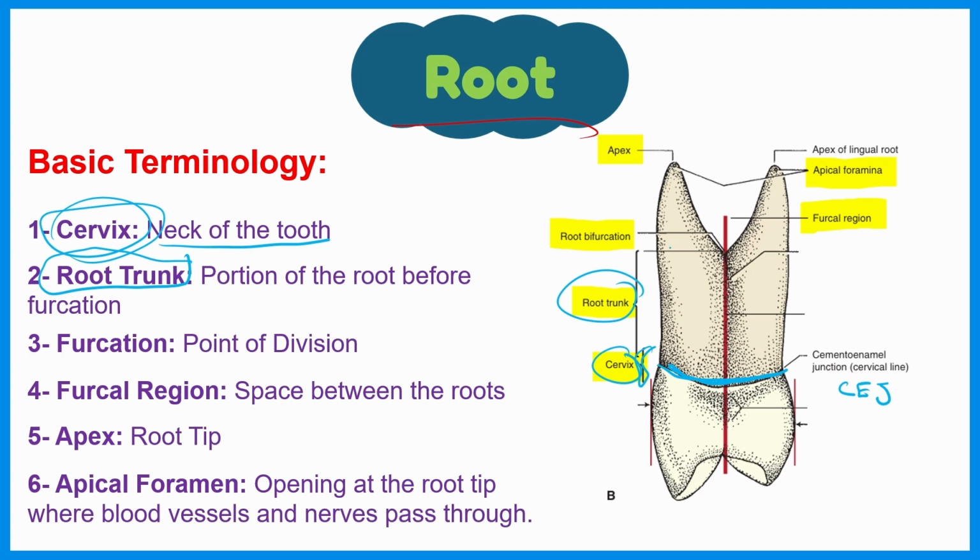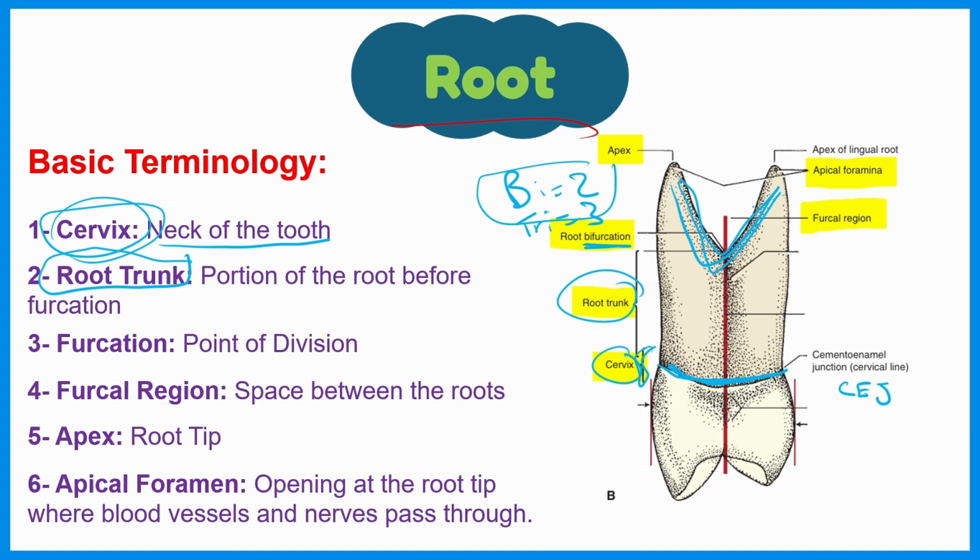The furcation is the point of division. After the root trunk, it's going to have to divide. After it divides, that is called the furcation. So, point of division. Here it's called a bifurcation. Bi as in 2, tri as in 3. It's called a bifurcation in this case, not a trifurcation, because it divides into 2 roots. In a case where it divides into 3 roots, such as the maxillary molars, it's called a trifurcation. But here it's a root bifurcation, bi as in 2.